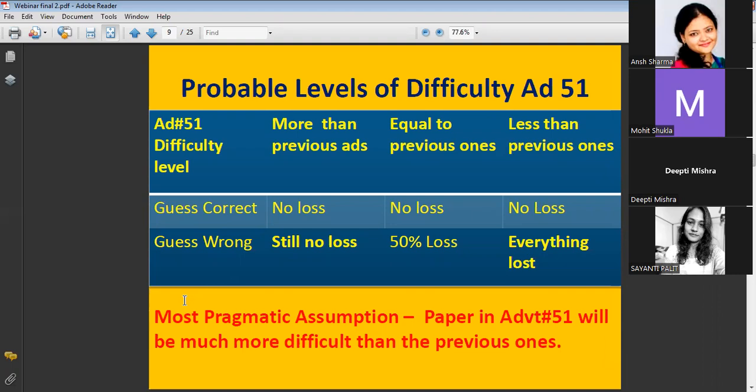And let me bring the third factor. The number of seats is half from the previous one. So this is nearly the least, if you take 47 and 50 and 51. 51 has got the least number of seats. So naturally, competition is much, much higher. You're right.